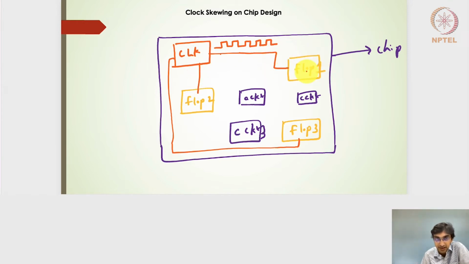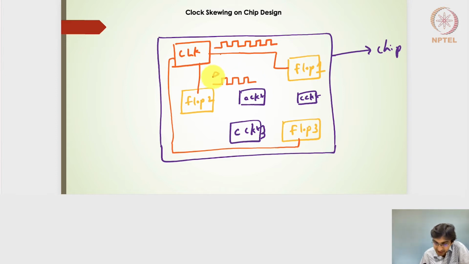So what it means is, even though the clock is generated here, by the time it reaches flop 1, it will be delayed. By the time it reaches flop 2, it will be delayed, and by the time it reaches flop 3, it will be maximally delayed. Right. So if the clock is generating this signal, by the time it reaches flop 2, there may be a slight delay.